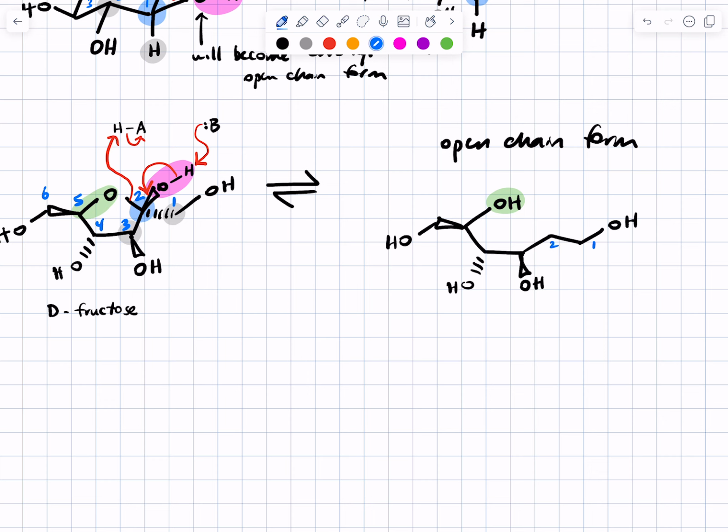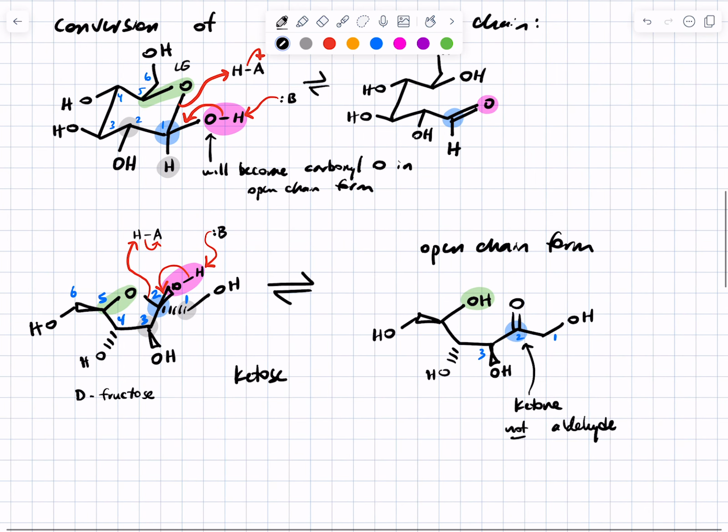Here's C1, here's C2, here's C3. What should be the functional group on C2? Yeah, isn't that interesting that the open chain form of fructose is a ketone, not an aldehyde? Fructose is an example of what we will call a ketose. Whereas glucose is an aldose, because the open chain form of glucose is an aldehyde, whereas the open chain form of fructose is a ketone.